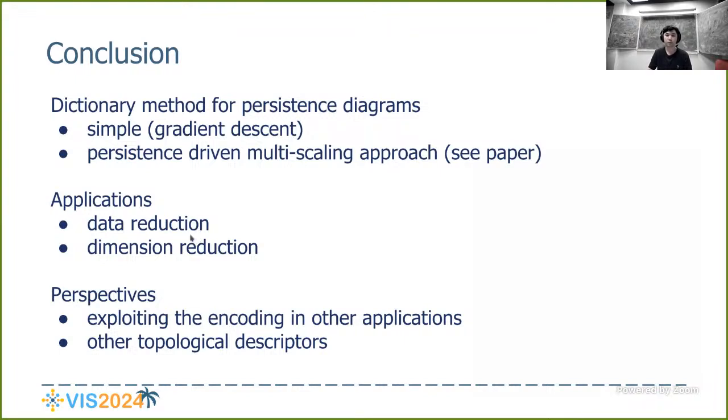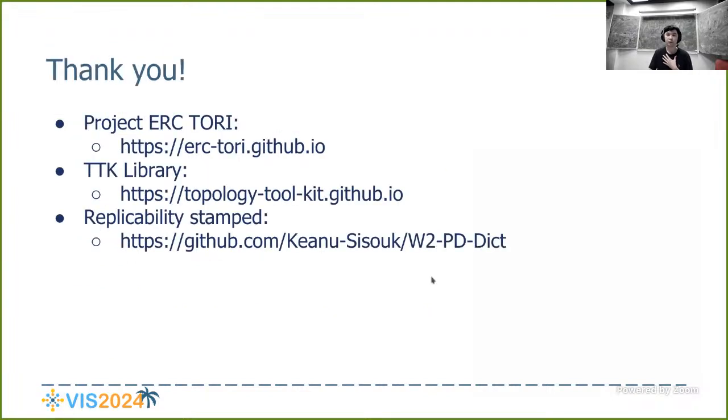And as for the perspectives, one may exploit the encoding in other applications, such as maybe using the barycentric weights as input in neural networks, or maybe generalizing our method to other topological representations. Also, we provide the original source code, which was replicability stamped to replicate the experimental results. So thank you very much for listening, and I will gladly answer any questions.